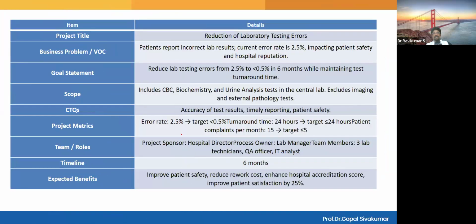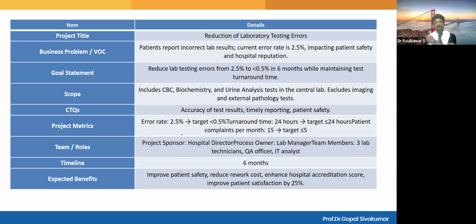For example, here there is a small project data. The title is Reduction of Laboratory Testing Errors. So obviously you can see the VOC, it is arrived from a VOC because patients are regularly complaining about incorrect lab results. Okay, that creates unsafe conditions and the hospital reputation is also at stake. So we are trying to bring down the percentage of error from 2.5 to 6 in 6 months. Okay, this is a goal statement.